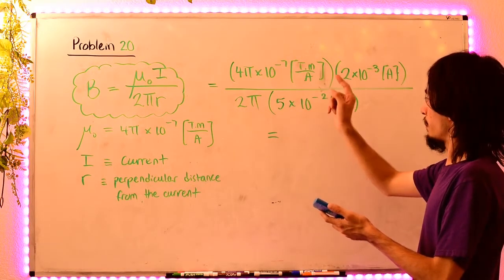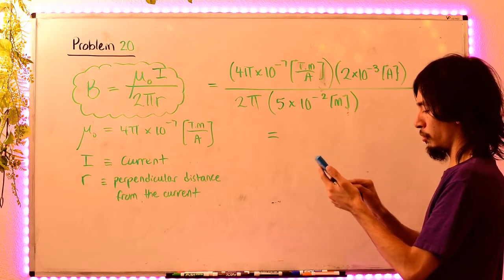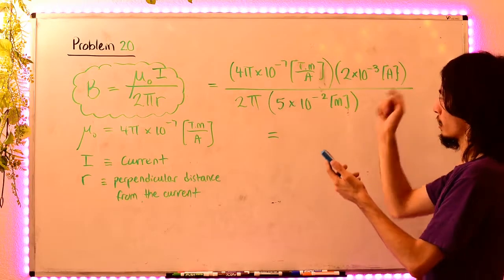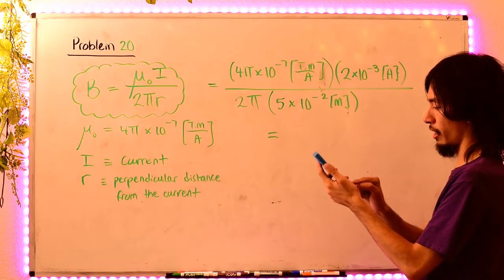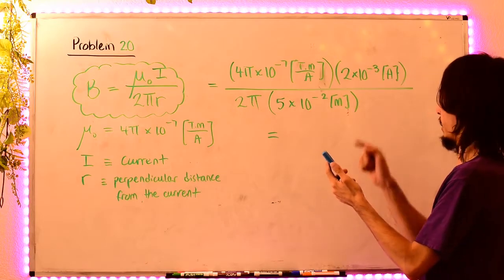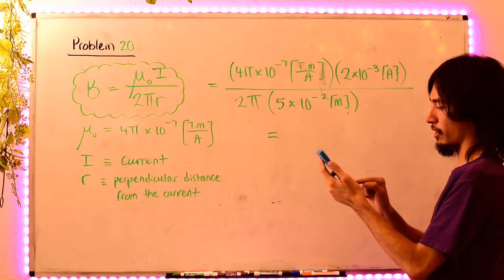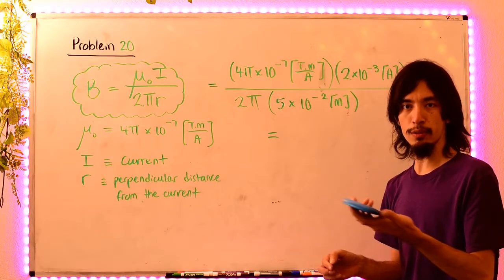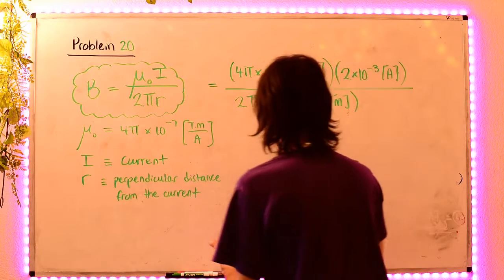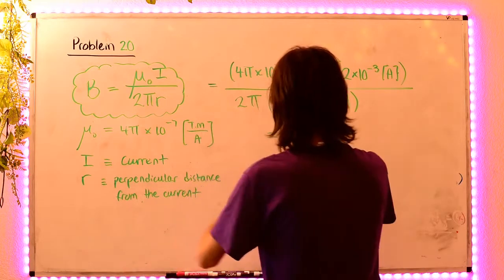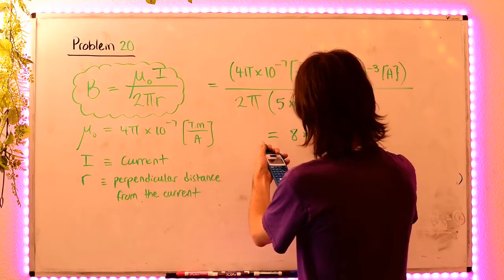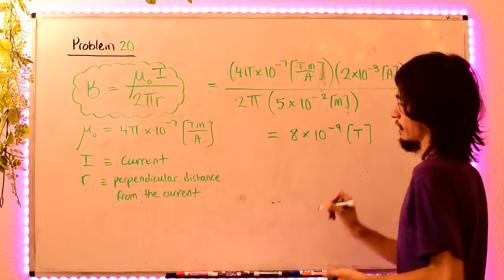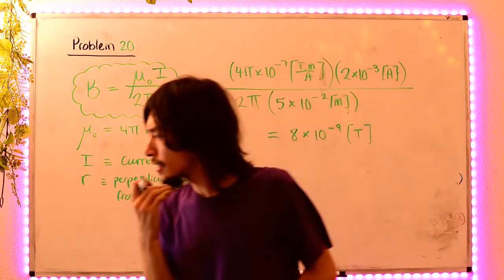2 times 5 is 10, times 10 to the minus 2. Flip it. Multiply across 4, and then 10 to the minus 7th. And lastly, 2 times 10 to the minus 3rd. Okay? So in scientific notation, the magnetic field strength found in this case is going to be 8 times 10 to the minus 9th Teslas.